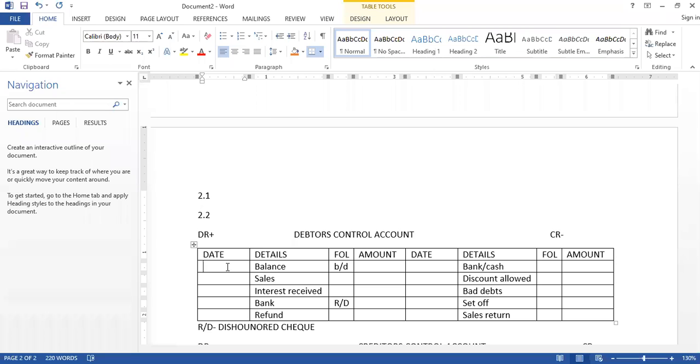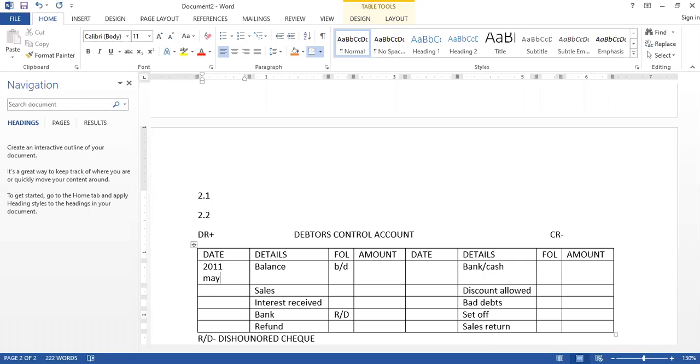The balance brought down is always on the first day of the month. Every other transaction is on the last day of the month. So basically, the balance brought down is the only transaction that will be on the first day of the month. All other transactions will be on the last day of the month. In this case, it was May 2011. So you start 2011, May the first, which is the balance brought down.